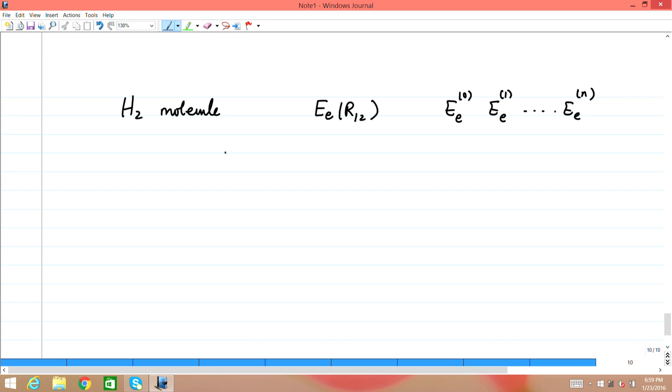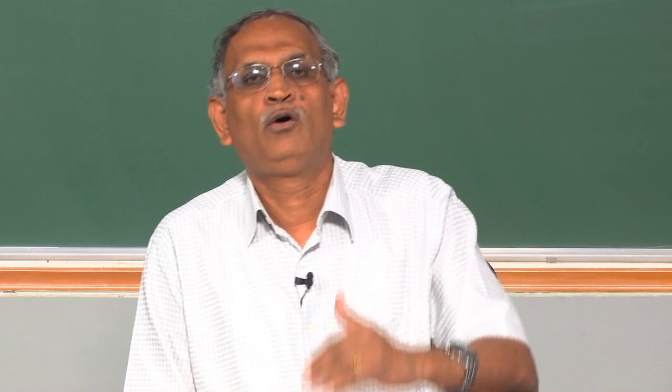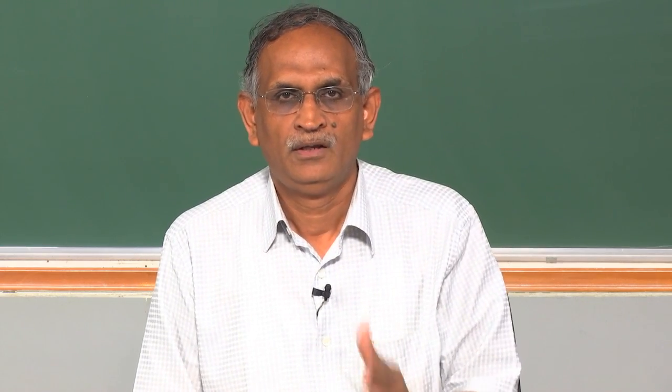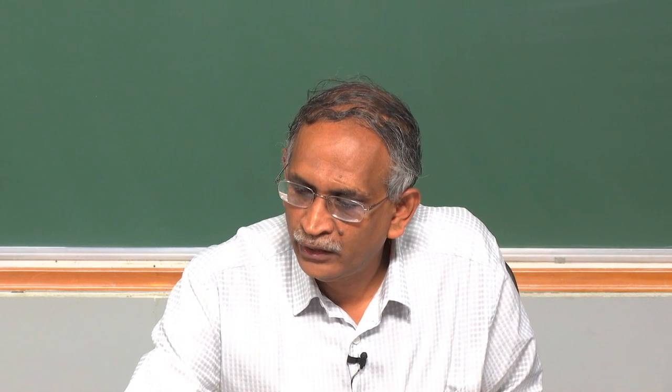And then of course change R12 to the next value, R12 plus a delta R. Solve this again, and you will get E_e prime at R12 plus delta R. Again a whole set of energies, E_e0, E_e prime, some other value E_e1 and so on. Therefore, for the hydrogen molecule you actually get a whole series of energies for each and every value of the internuclear distance, and that is shown in this animation.